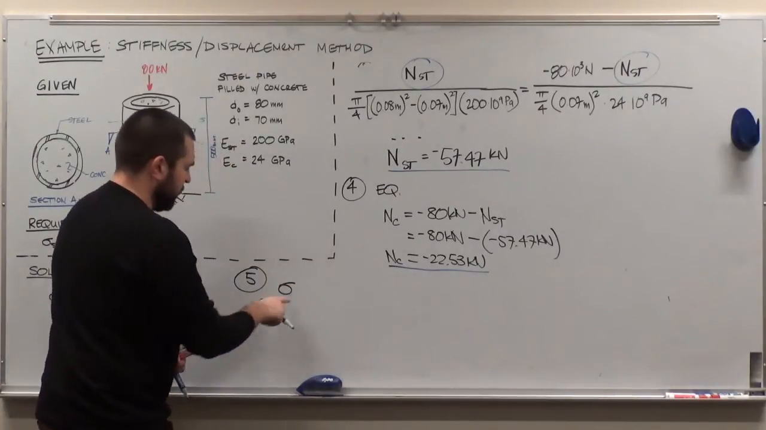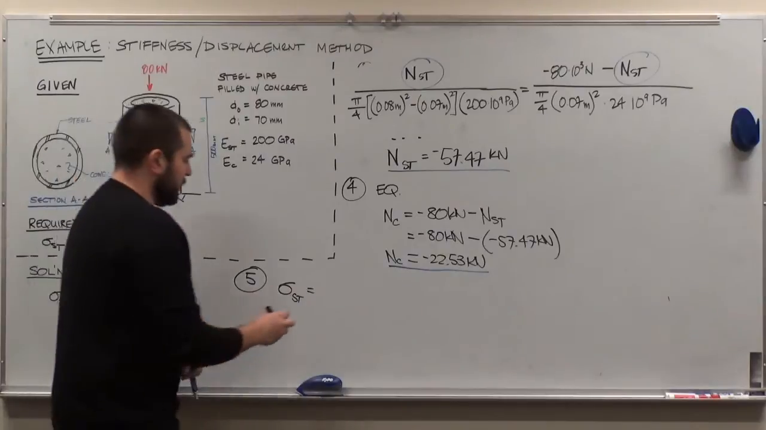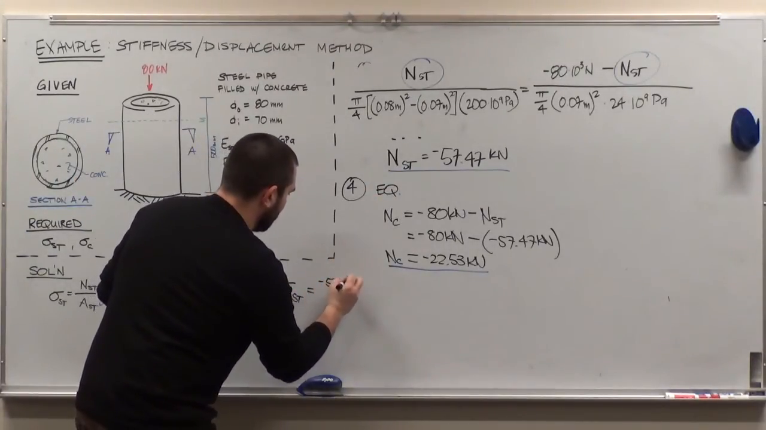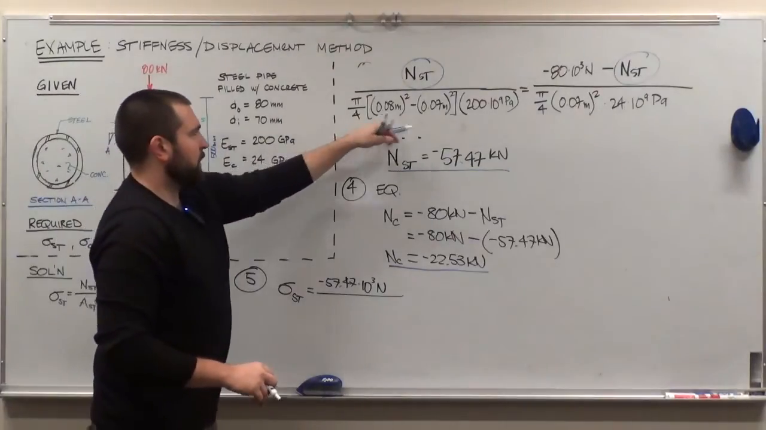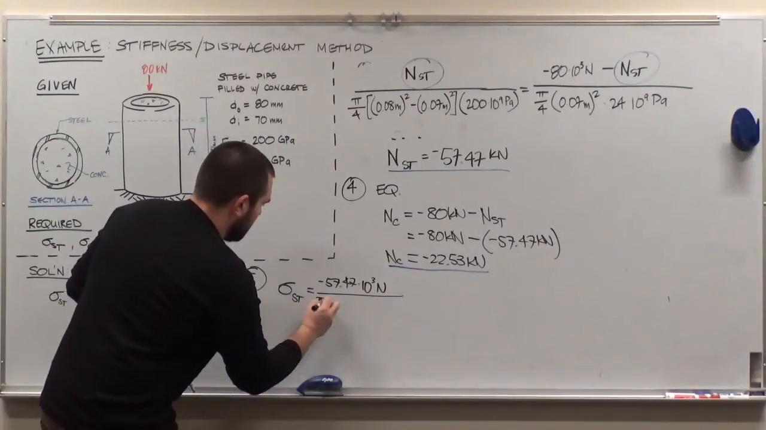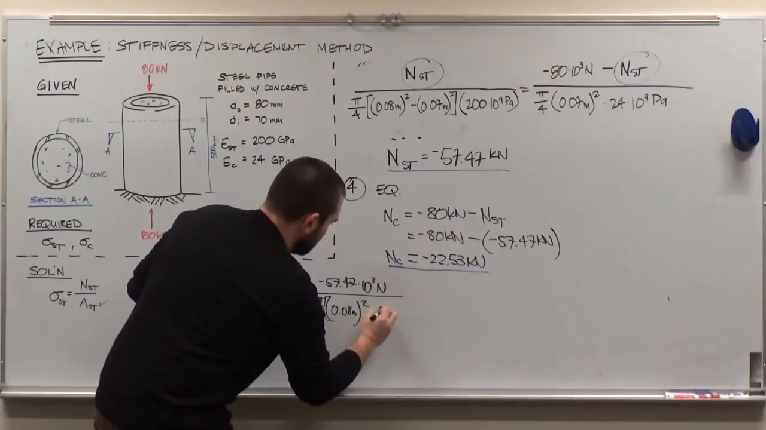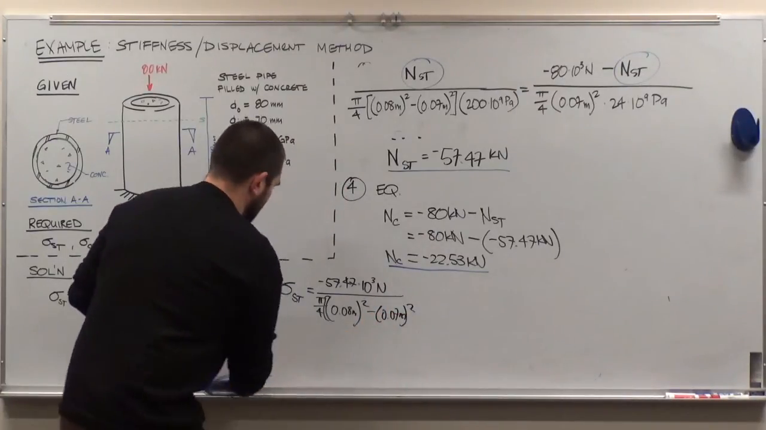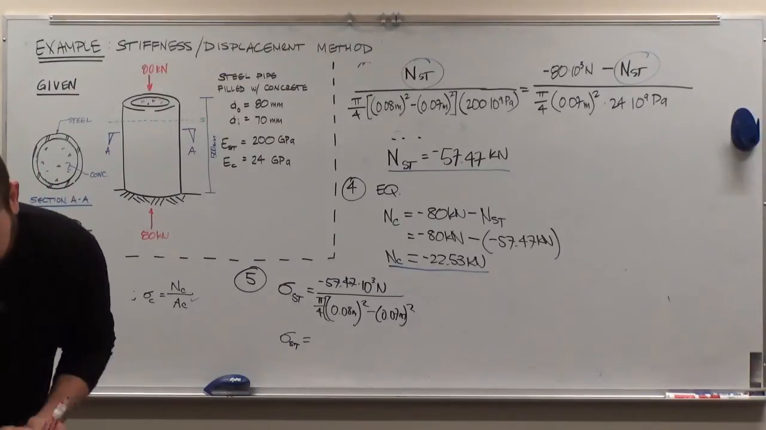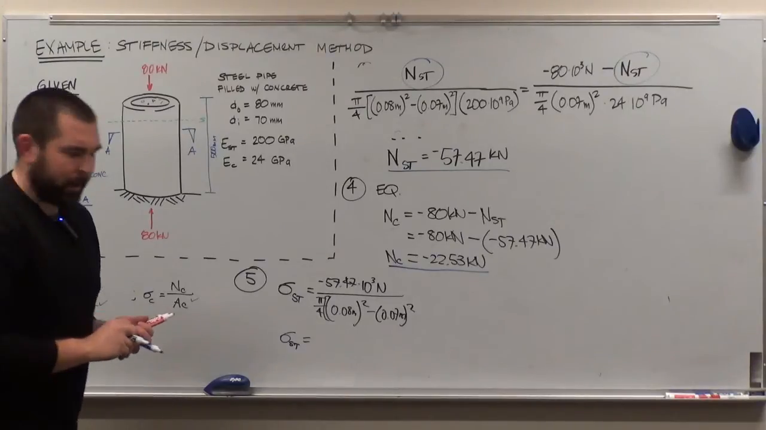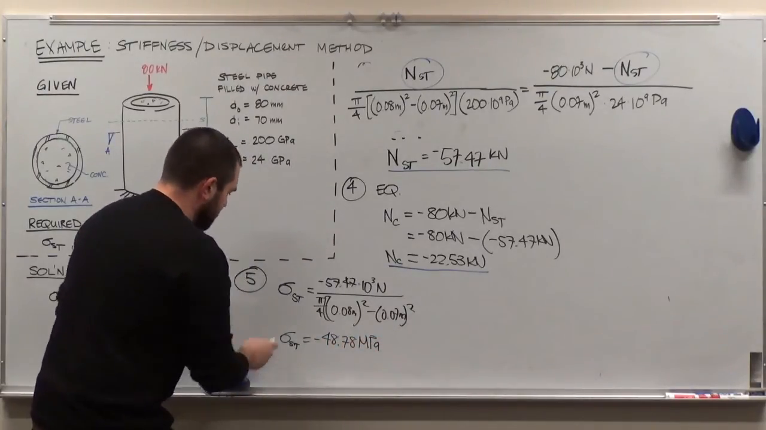And the average internal normal stress in the steel is equal to the normal force in the steel divided by the area, the cross-sectional area of the steel. So normal force in the steel is negative 57.47 times 10 to the 3rd newtons, divided by the cross-sectional area of the steel, which is this portion of the denominator up here, pi over 4, times the outer diameter squared, 0.08 meters squared, minus the inner diameter squared, which is 0.07 meters squared. And we get that the average normal stress in the steel is equal to negative 48.78 megapascals. Okay, this is going to be one of our final answers.